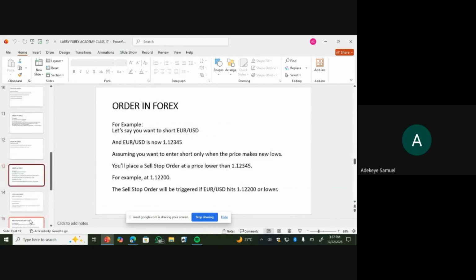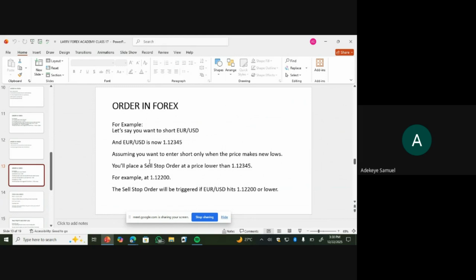For example, let's say you want to short EURUSD, and EURUSD is now 1.12345. Sorry, my example here is for a currency pair, because the one I use for my practical aspect is Boom 150, which is synthetic indices. I actually trade both synthetic indices and currency pairs, but my major focus is synthetic indices. I only trade currency pairs occasionally.